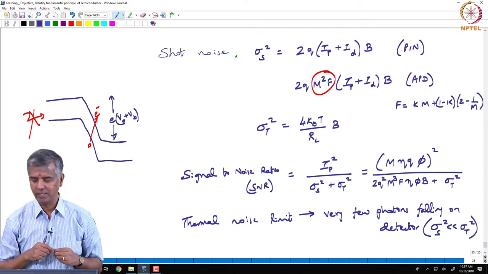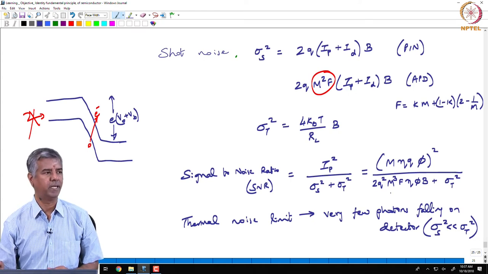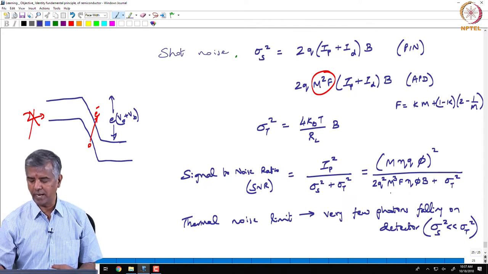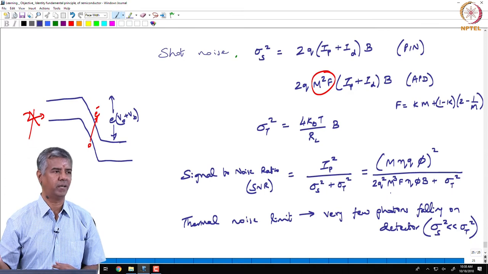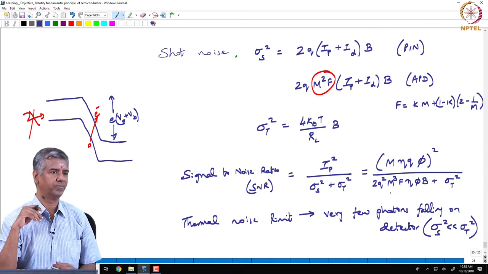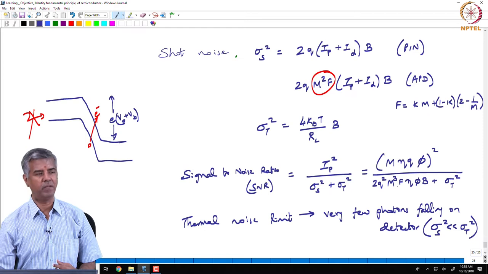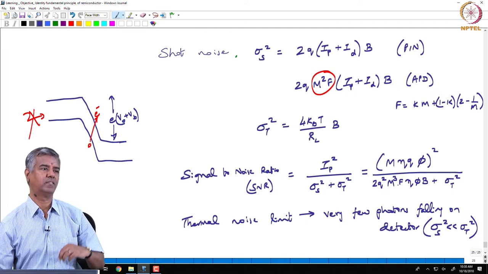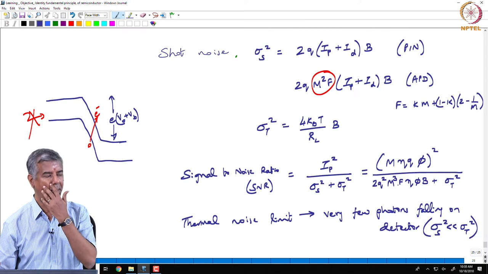But beyond that, in the shot noise limit, is where the first factor in the denominator is larger than the second factor. Then in that case, what happens? It basically is like you have a 1 over M dependence, right? So, as you increase your gain, you are actually lowering the signal to noise ratio, right? In the shot noise limit, you have an M square factor in the numerator and an M cube factor in the denominator. So, the signal to noise ratio becomes inversely proportional to M, and in that case, increasing the M is only going to reduce the signal to noise ratio, okay.